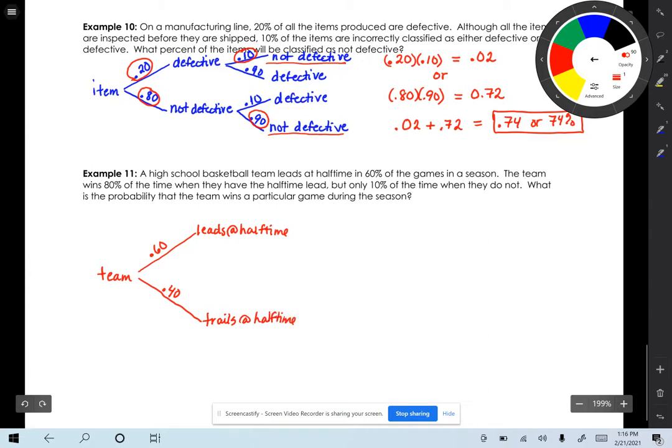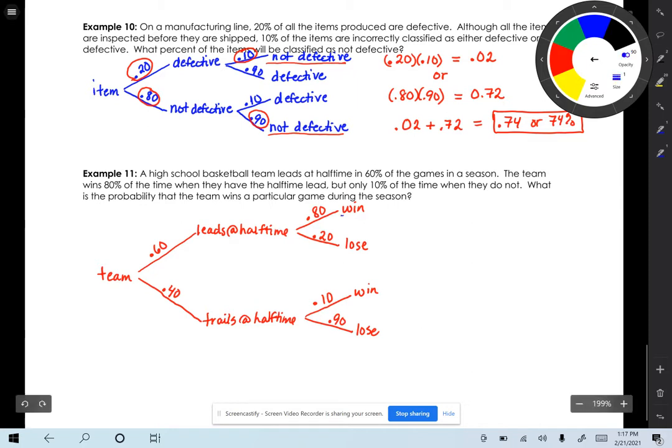The team wins 80% of the time when they have the halftime lead. So here, when they lead at halftime, they win 80% of the games. Therefore, they lose 20%. When they trail at halftime, they only win 10% of the games. They lose 90%. And now the last statement. What is the probability that the team wins a particular game during the season?